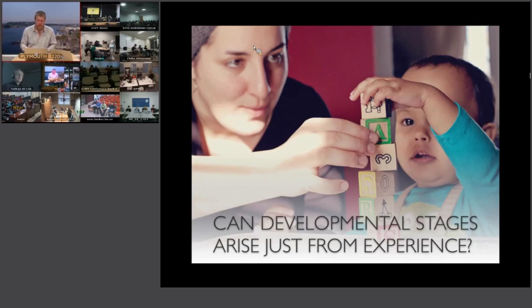So this is a valid way of modeling, and we shouldn't outright reject this idea, because clearly things like this do happen. There are maturational stages. Puberty is a really good example of something that really changes your cognition, and it's down to hormones and parameter changes. So there's lots of these things going on. But maybe that isn't the only way to explain it. Maybe some developmental stages arise just from experience.